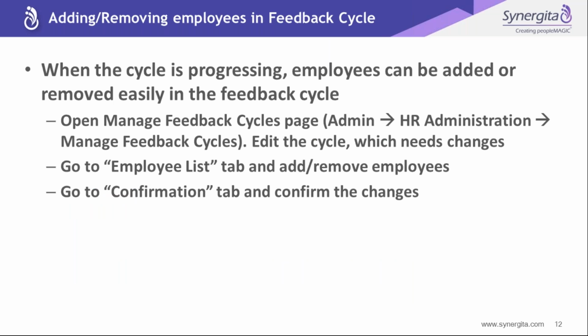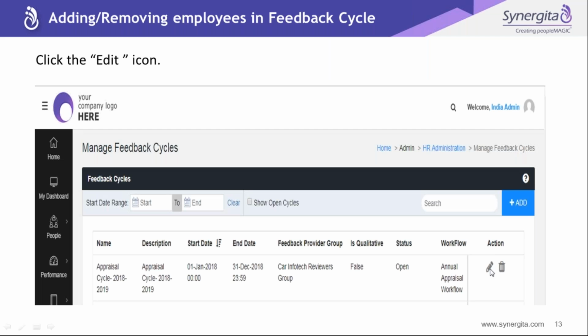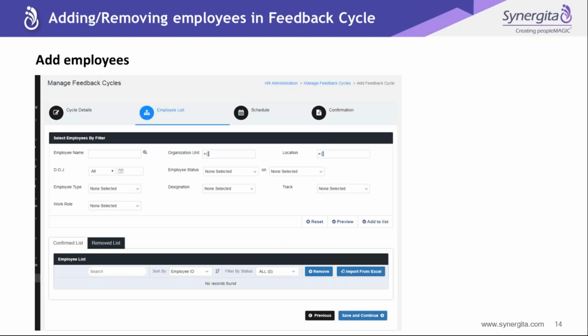And we have one more option: you can add or remove employees in the feedback cycle. This will be useful if a new joiner has joined the organization and must be added to the feedback cycle. To add employees to the ongoing feedback cycle, the following steps must be performed. Navigate to the manager feedback cycle page and click on the edit icon. Clicking on the edit icon will open the wizard page again with all the data preloaded for the feedback cycle created. Navigate to the employee list tab and you can add the employees there. The employees who are added here will be added to the ongoing feedback cycle.